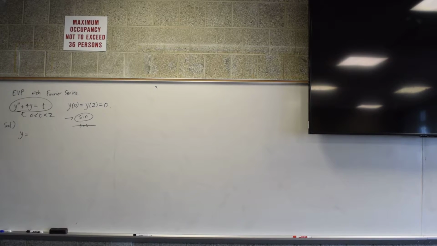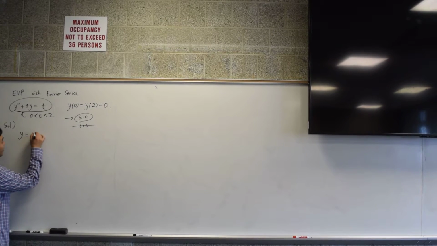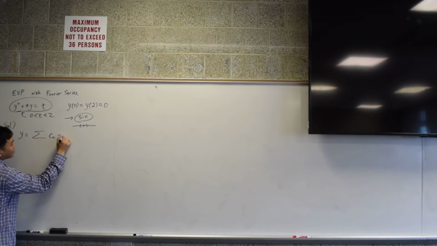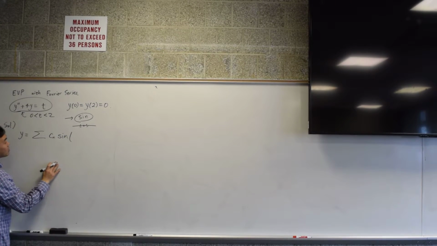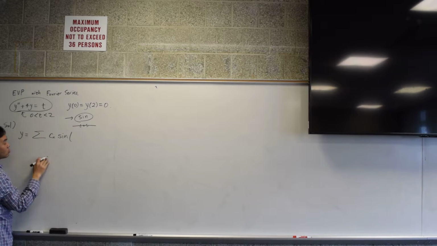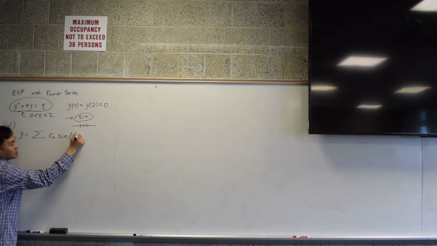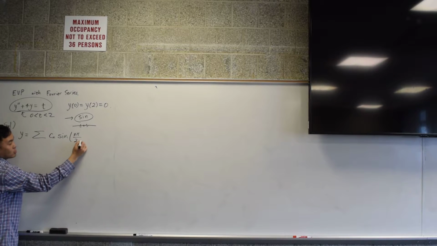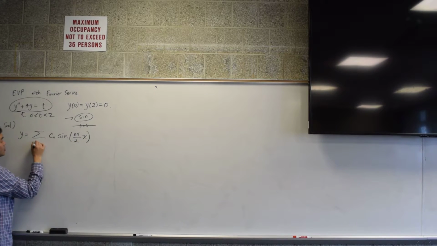Makes sense, right? I can just think about y as a sum of sines. Okay. Now what's the value of L here? Because it's from 0 to 2, right? It's from 0 to 2, so your L should be 2, with n from 1 through infinity.